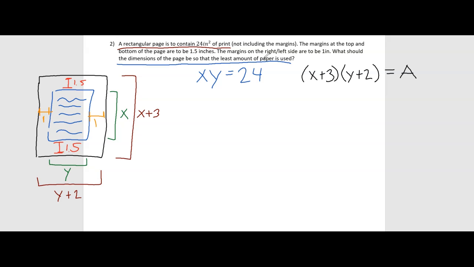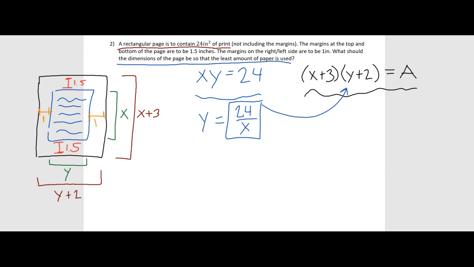Okay, so you'll notice in the equation that we're trying to minimize, we have 2 variables. Well, I don't want 2 variables, I just want 1. So can I rewrite that black equation in terms of just x or y? It's your choice. I'm just going to rewrite it in terms of x, and I'm going to use this blue equation to do so. I want to solve for y, so I'm going to get y is equal to 24 divided by x. I can take this quantity right here and substitute in for my y. So let's do that, and then we will worry about taking the derivative.